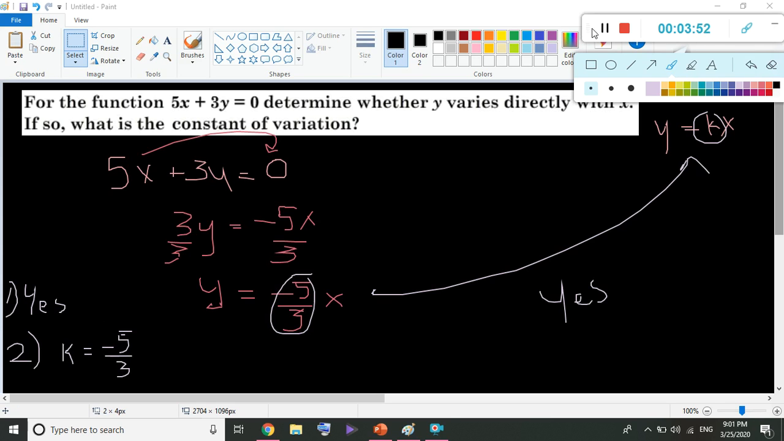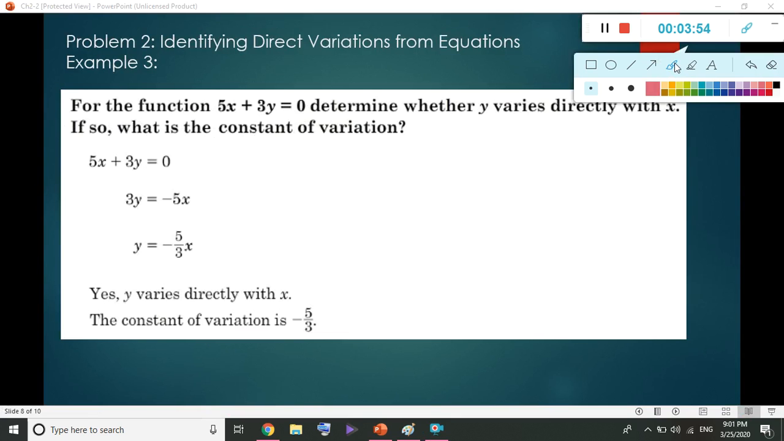So let's check our answer there. Okay, so we got everything away from y, then we got this, yes. So yes, y varies directly with x, as we said, and the constant of variation is negative 5 over 3, so it's correct. So this is how we identify direct variations from equations, and we also knew how to identify direct variations from tables.